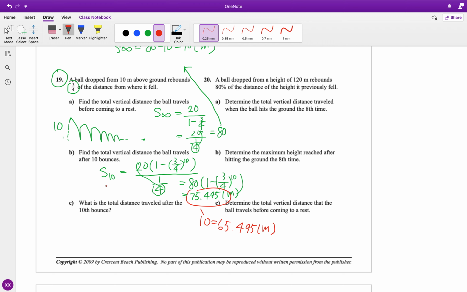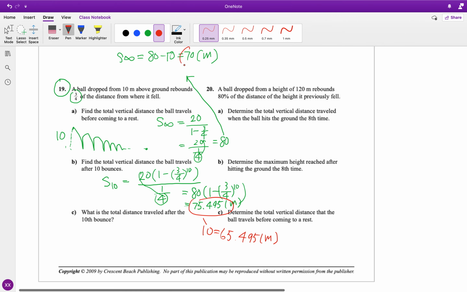The last one is what is the total distance traveled after the 10th bounce? Then of course your total, if you go down to infinity, is 70 here, and the first 10 bounces will travel this much. Then you use 70, subtract this. Then that is your answer.